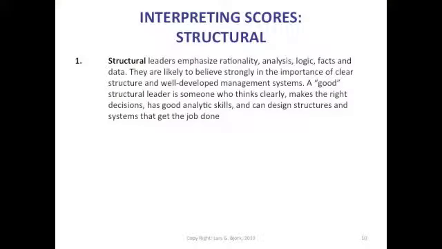Let's briefly look at the frames. Structural leaders emphasize rationality, analysis, logic, facts, and data. They are likely to believe strongly in the importance of clear structure and well-developed management systems. A good structural leader is someone who thinks clearly, makes the right decisions, has good analytic skills, and can design structures and systems that get the job done.